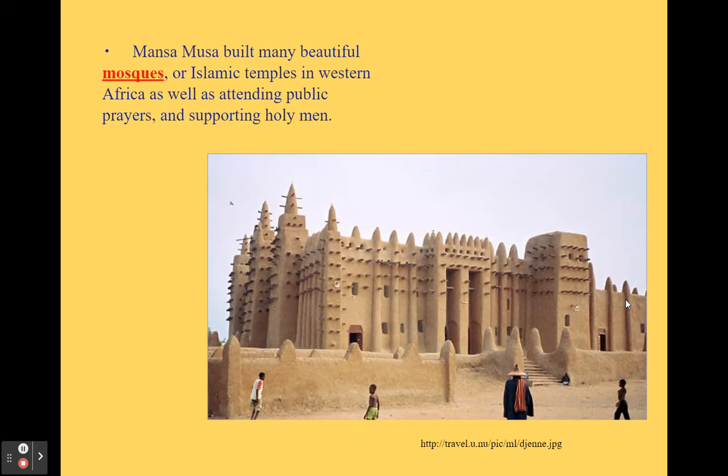Mansa Musa built many beautiful mosques, or Islamic temples, in Western Africa, as well as attending public prayers and supporting holy men. So Mansa Musa was not just going to be practicing his religion on his own. He literally went to public prayers. He was showing his face. He was promoting his religion and getting people to buy into the religion, but also showing that he cared about his people enough to be with them in public during these prayers.